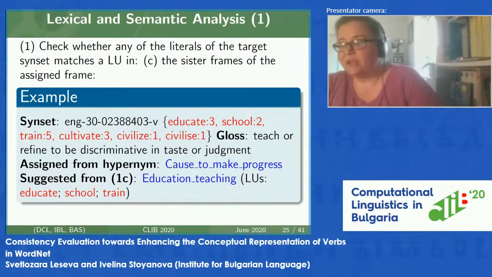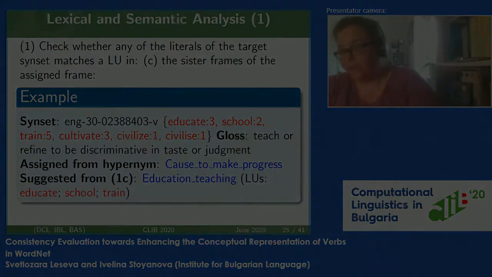But what we discover is a better fit. We discover the frame education teaching, which is a sister frame of calls to make progress. So in this case, it is not a more specific frame, but it is a frame that is in a different relation with the frame that's been assigned. And in that frame, education teaching, we can see the lexical units educate, school, train.